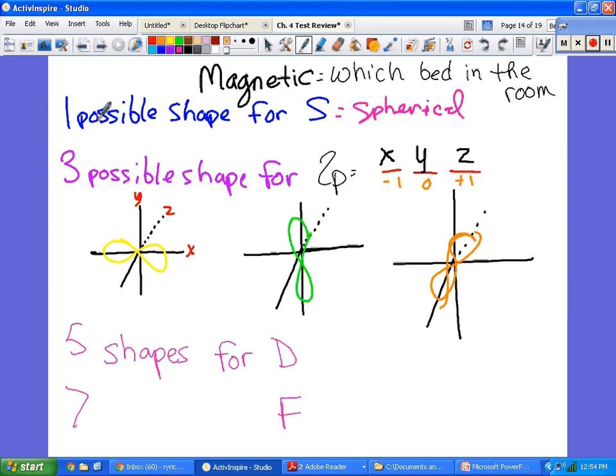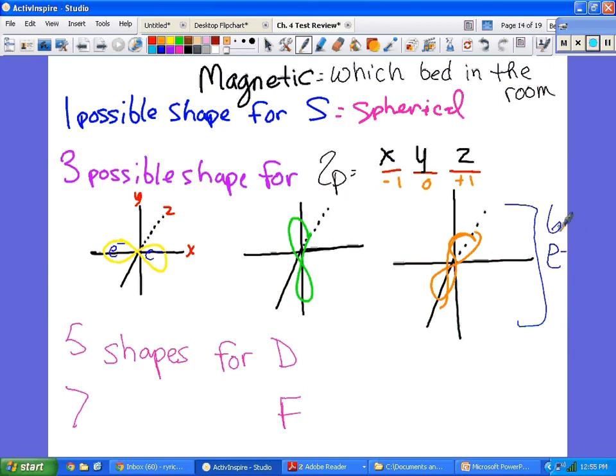Again, there's one possible shape for the S because it's a sphere. But the P block has how many shapes? Three shapes because it has three axes. So if we're looking at 2P, do you agree that it has an X, a Y, and a Z axis? But remember, how many electrons can each one of these hold? We can have an electron here and an electron here. So how many total electrons can we pile onto these? We can have six total electrons, right? So six electrons can show up on this.